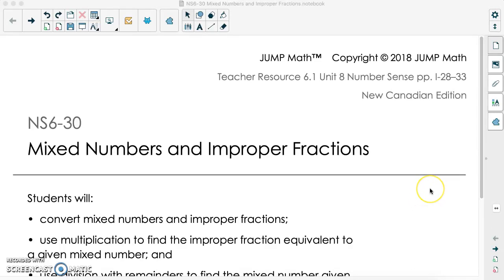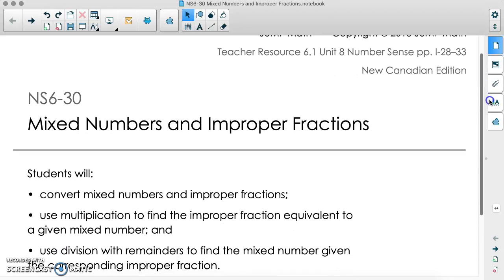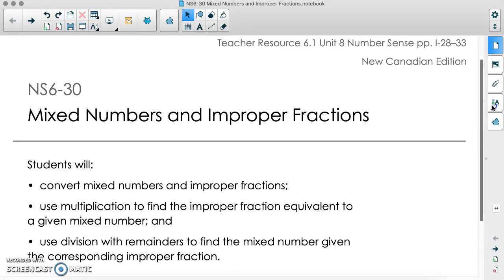Today's lesson is a continuation of mixed numbers and improper fractions. Students will convert mixed numbers and improper fractions, use multiplication to find the improper fraction equivalent to a given mixed number, and use division with remainders to find the mixed number given with corresponding improper fractions.